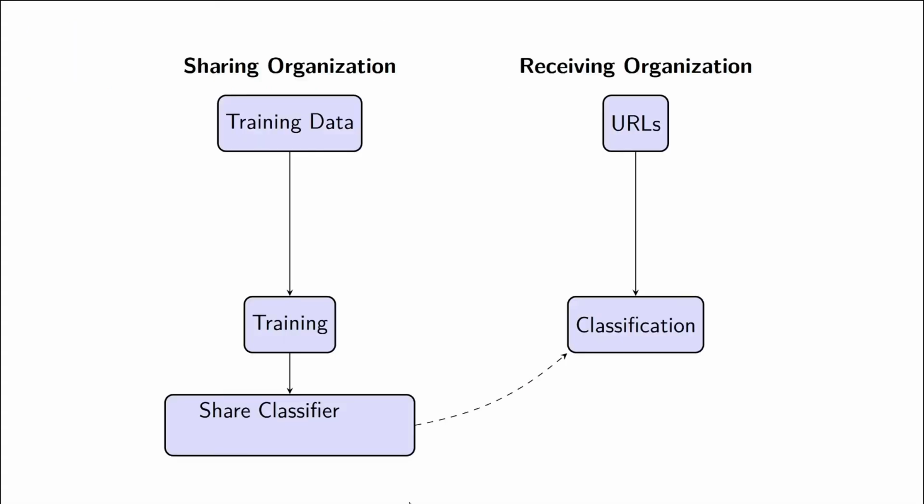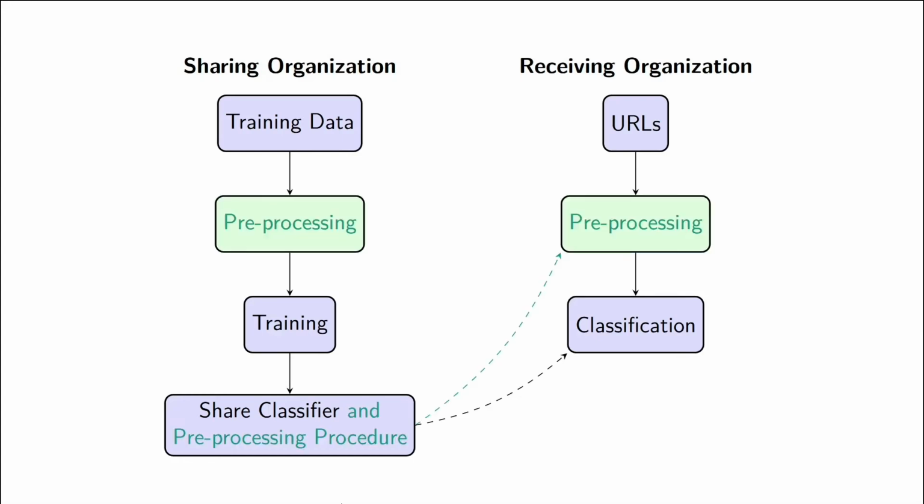More specifically, without applying any privacy-preserving technologies, the process of sharing the classifier would look something like this. The sharing organization would have a collection of training data, which it then uses to train the classifier that is to be shared, and the receiving organization then utilizes this classifier by feeding its own URLs to the classifier for classification. One way to improve privacy in this context is to apply preprocessing to the training data with the goal of hiding or removing confidential information from it, and then use the modified data as training data for that classifier.